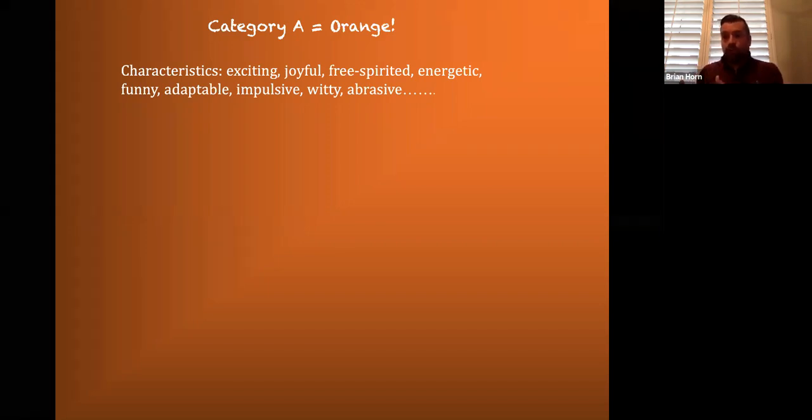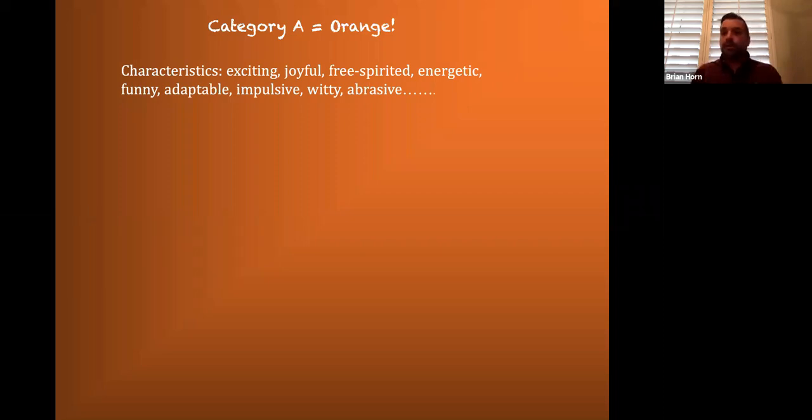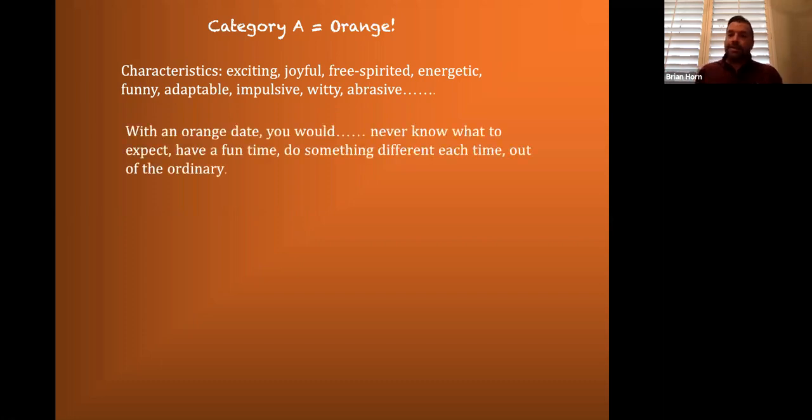Because as I will reference at the end of the presentation, there are some huge benefits to these qualities and characteristics. Now, in the context of the date, the orange would, if they remember they have a date, because of lack of organization, certainly have one that is probably memorable. I always joke around, it could end in a high-speed police chase, but bottom line is you will probably remember the date that you had with an orange personality.